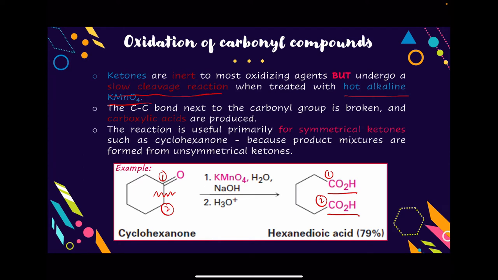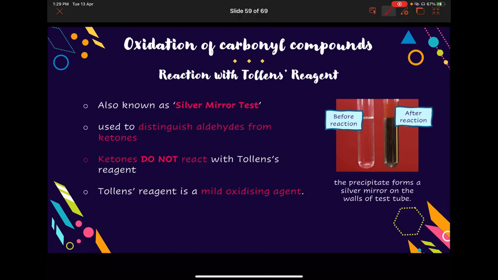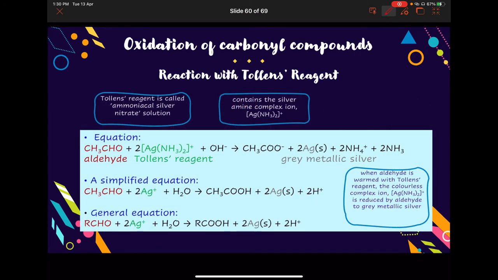Next, we move to another oxidation reaction, which is the reaction with Tollens' reagent. This reaction is also known as the silver mirror test. It can be used to distinguish the aldehyde from the ketone because the ketone does not react with the Tollens' reagent, same as the oxidation reaction where the ketone cannot be oxidized. Here, when the aldehyde reacts with the Tollens' reagent, it gives a positive result, which is the silver mirror. So this is the reaction of the aldehyde with Tollens' reagent.